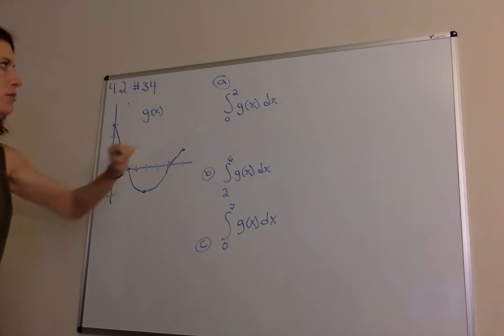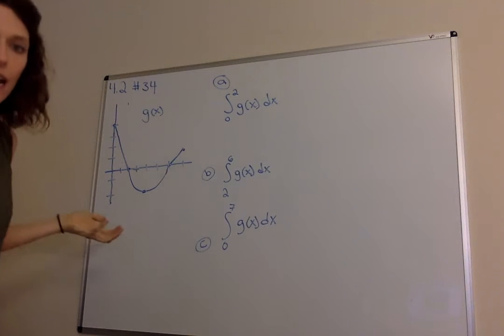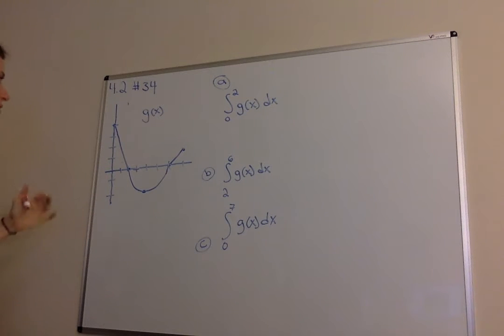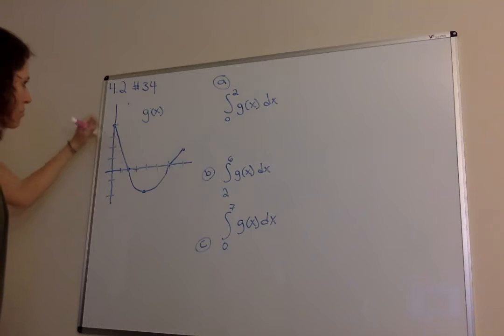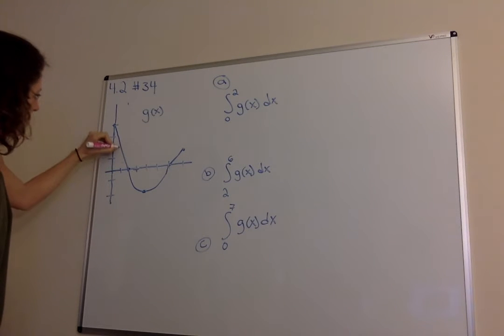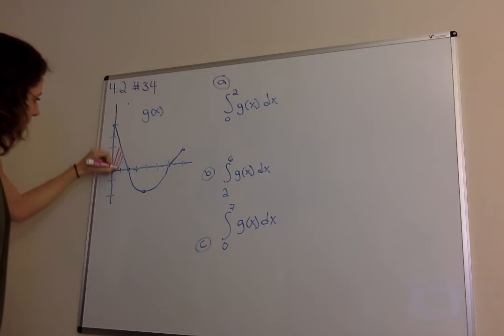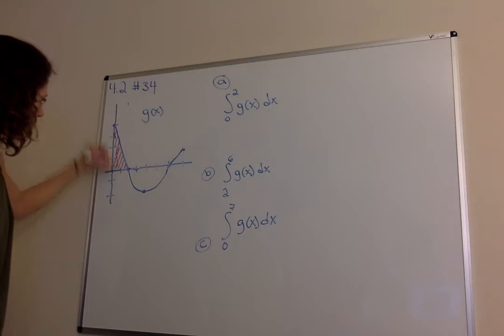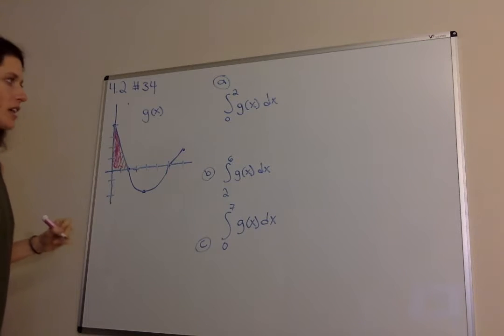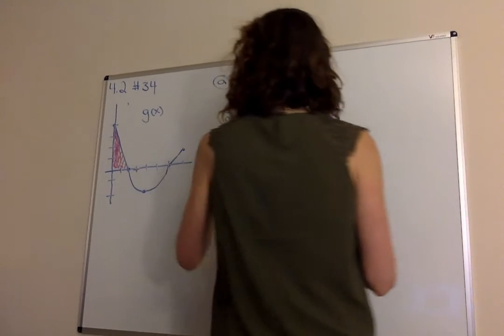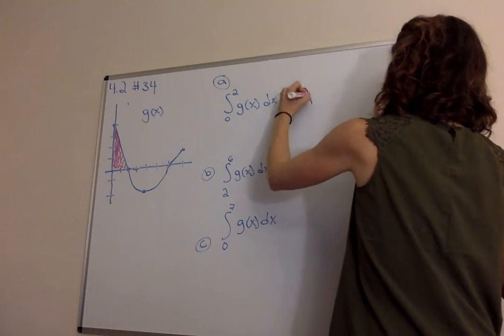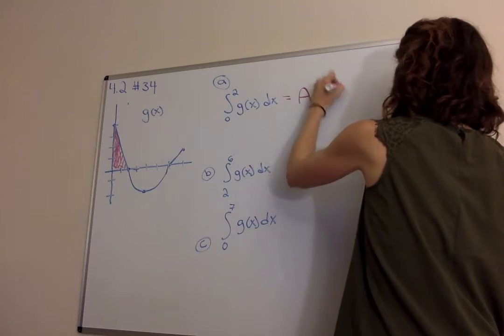For this first one, we're computing the definite integral from 0 to 2 of g of x. That corresponds to the area under the curve between 0 and 2. Since it's lying above the x-axis, we consider this to be a positive integral. So I'm really just asked to compute the area of this pink region that I just colored in. So the integral from 0 to 2 is equal to the area of the pink part.